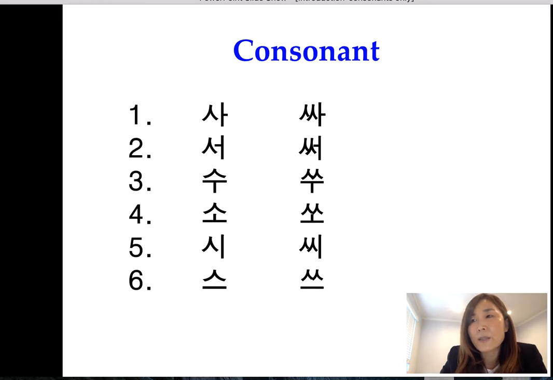Let's practice the following syllables with me. Please repeat after me. Number one, sa, sa. Number two, so, so. Number three, su, su. Number four, so, so. Number five, shi, shi. Number six, su, su.